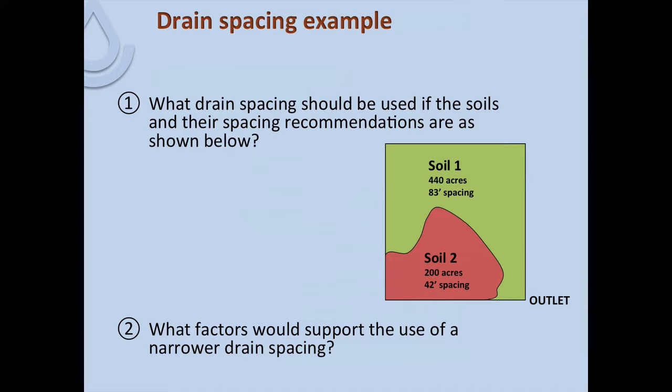Looking at an example problem here of drain spacing, which would be something typical where we've got more than one soil type in the field and where those two different soil types have different drain spacing recommendations. I'll pause here for a moment, and I'd encourage you to go ahead and hit pause on the recording and take a minute to think about these two questions. The first question being, what drain spacing would you use if these soils and their spacing recommendations are shown below? And the second one, what factors would support the use of a narrower drain spacing?